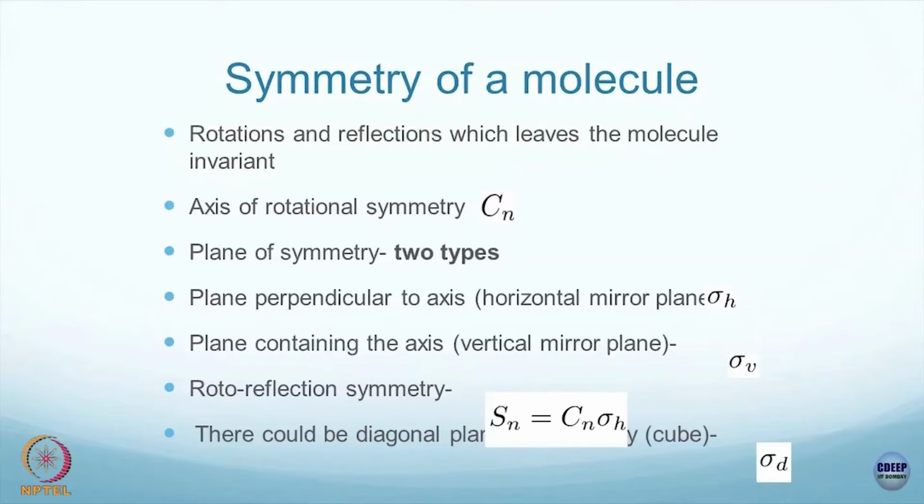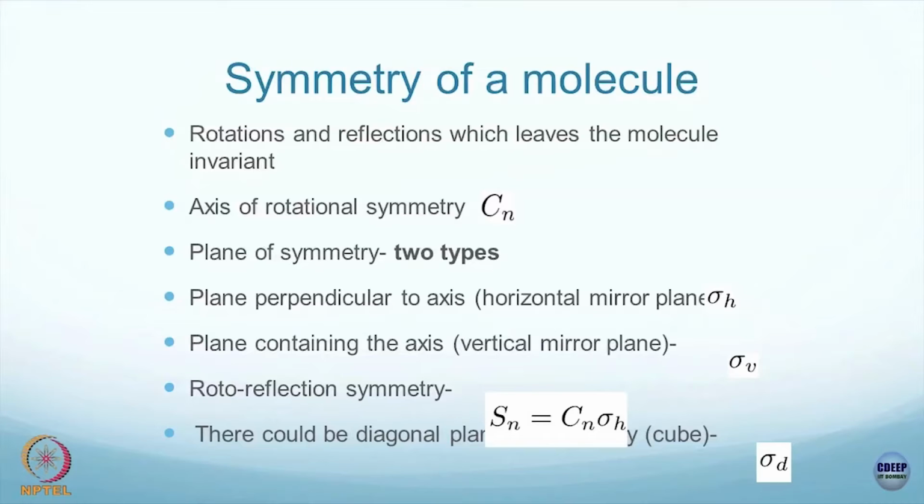Okay. Besides the axes of symmetry of various 2 pi by n rotations, you could also have planes of symmetry. One plane could contain the n-fold symmetry axis. Another plane could be perpendicular to the symmetry axis. Some of the notations which are followed are that sigma h is the plane which is perpendicular to the symmetry axis, and sigma v is when it contains the symmetry axis. Not all molecules will have these symmetries. So, that also you should remember.